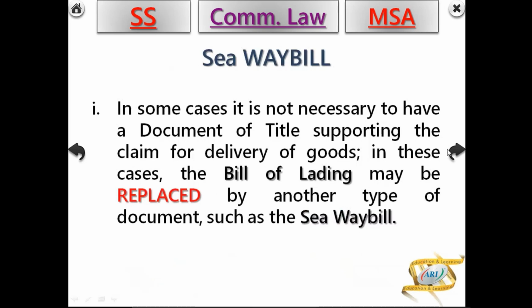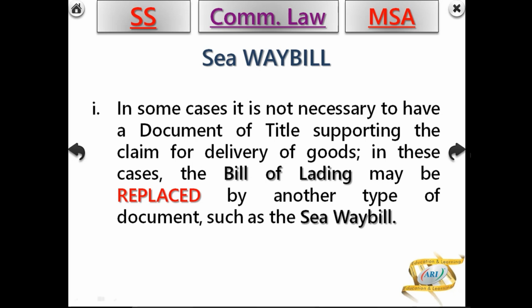Now, you will be surprised, people, what is a seaway bill? People call it seaway space bill. That is the biggest mistake that people make. It is a waybill. There are different categories of waybill: road waybill, air waybill, sea waybill. Sea waybill is always issued, if at all it is being issued, in lieu of the bill of lading.